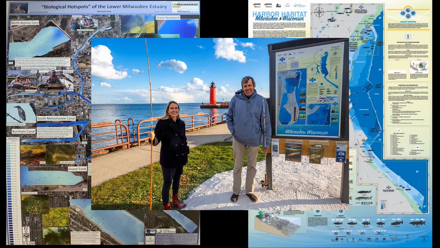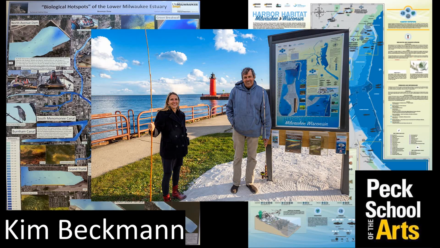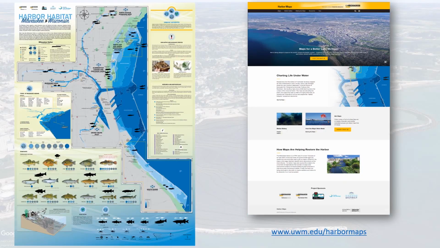And really we're at the stage of starting to develop those public outreach maps. So we're working with our colleague Kim Beckman at the School of Peck of Arts to start developing the public outreach maps, which is a great lead-in into a shameless plug for the UWM.edu/HarborMaps website, because that's what's going to host all the new information that we've gathered, as well as the new public outreach maps.